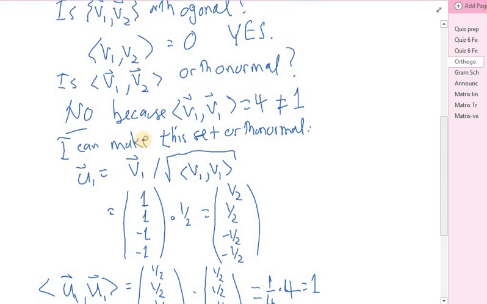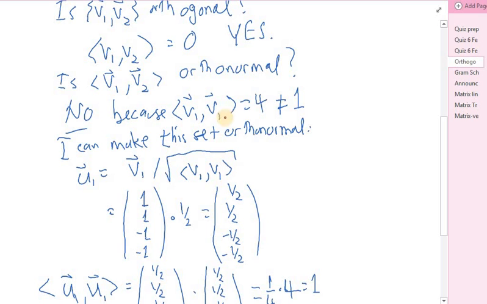Well, let me take this vector u1, which is v1 divided by the square root of the inner product of v1 with v1. Now remember, that's just the norm of v1. So I'm taking v1 divided by the norm of v1. The norm of v1 is the square root of 4, which is 2. So I'm taking v1 divided by 2, and I get this vector. And you can verify that this vector's inner product with itself is 1.